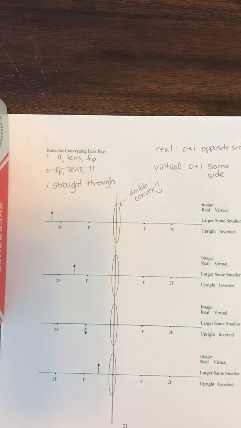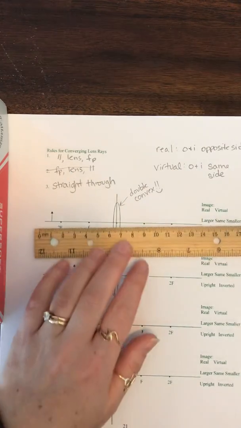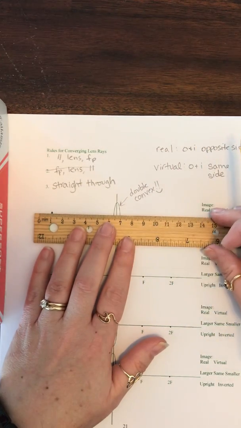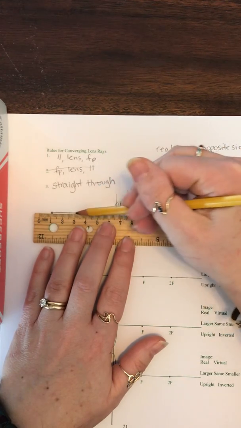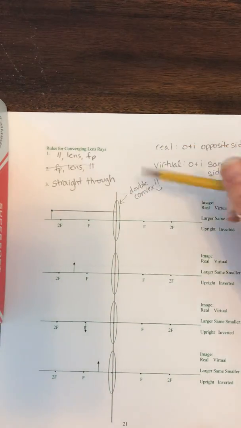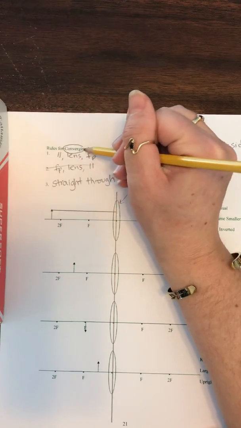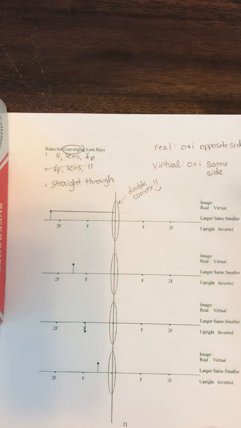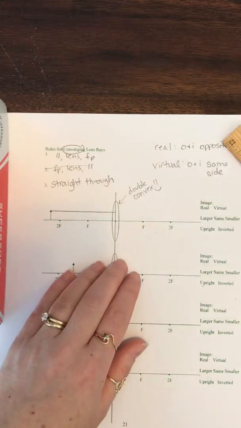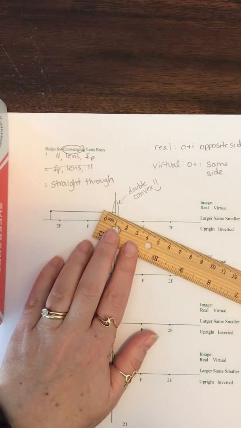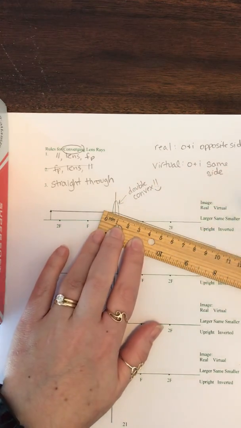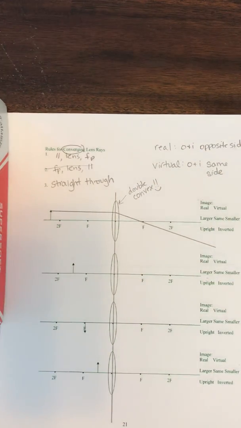Okay, so same thing. So take your ruler, and you should be doing this along with me as well. And we're going to go parallel and through the focal point. Since this is called a converging lens, it is going to come together on this side through the focal point on the opposite side. Ready? So I'm going to line up this spot here, and it's going to come through the focal point. Here I am, through the focal point, okay?